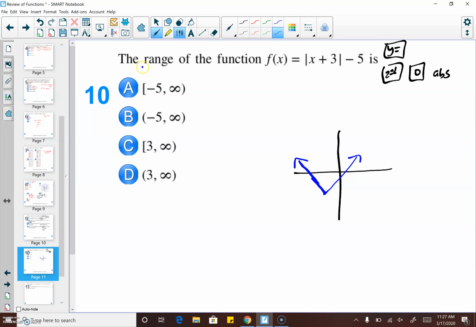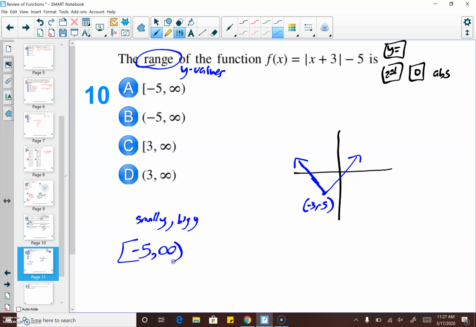Now, when we want to find the range, that's our y values. And remember, the range is from your smallest y to your biggest y. So the smallest y is down here at this point, and the coordinates of that point are -3, -5. So our smallest y would be -5, and it actually hits that spot, so it's going to get a bracket. And then we have arrows pointing up forever, so that means our biggest y is going to be infinity, and infinity never gets a bracket. So our answer here for 10 is A, because our smallest y value is -5 with a bracket, and our biggest y value is infinity.